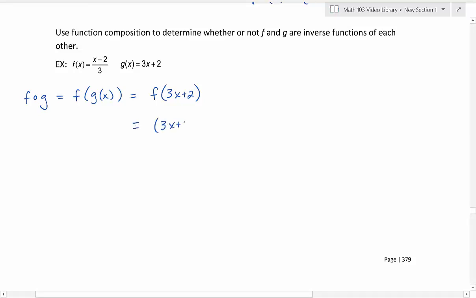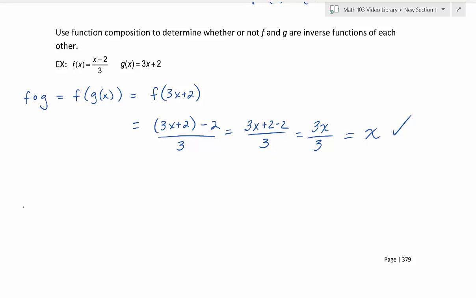It'll be (3x plus 2 minus 2) over 3. We can just drop those parentheses since there's nothing in front of them. Combining like terms in the numerator, we get 3x over 3. And lastly, we can simplify this fraction by canceling out the 3's, and we're left with just x. So we're good this direction. Now we need to check the other direction as well, since function composition is not commutative.